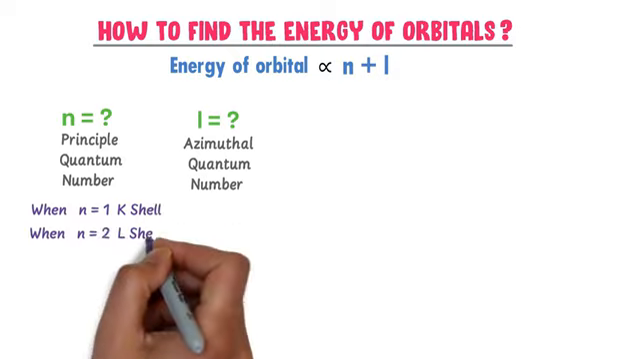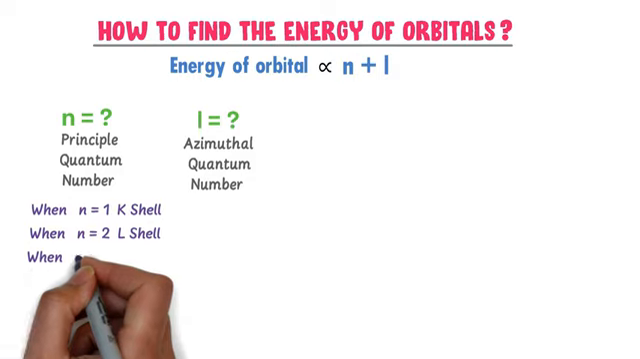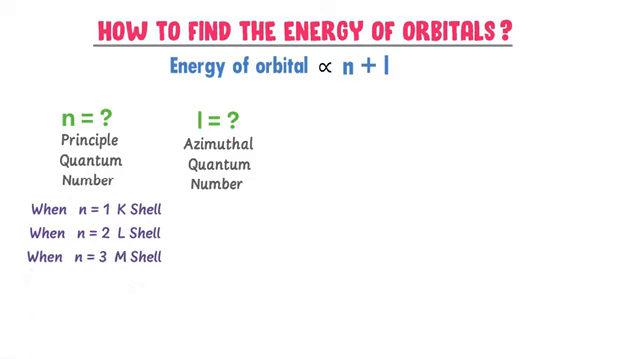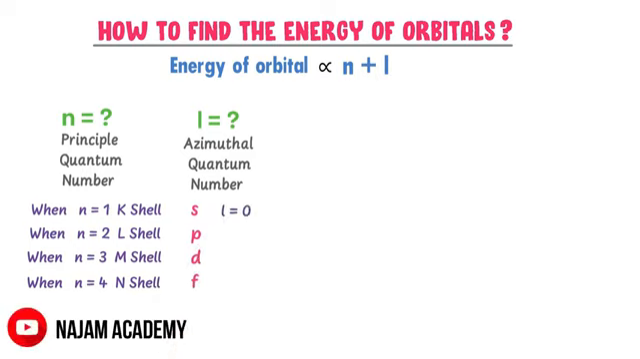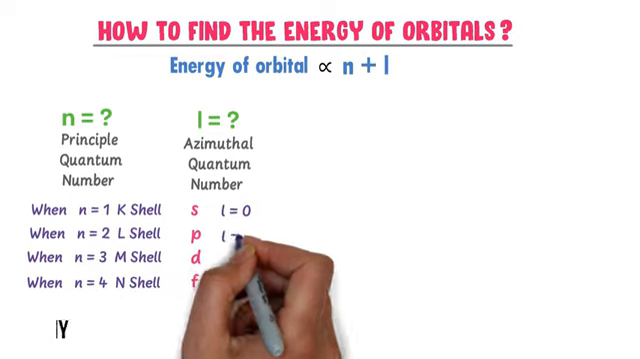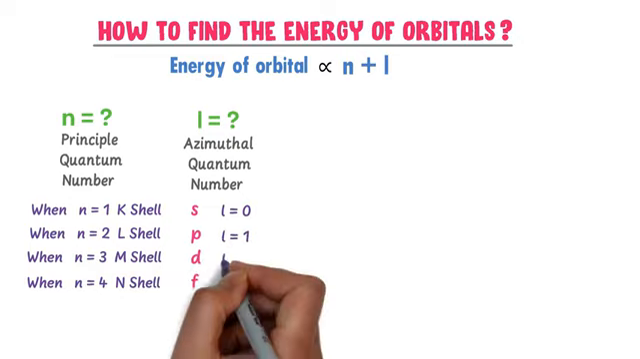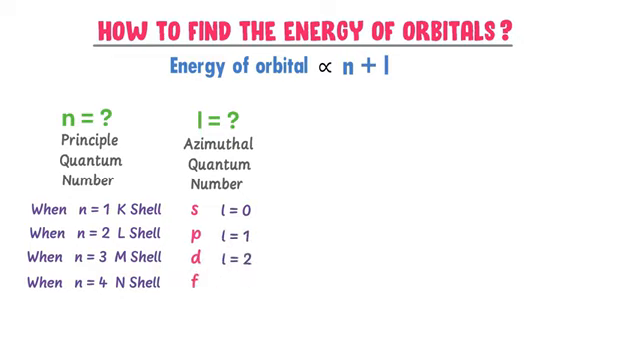When n is equal to 2, it is L shell. When n is equal to 3, it is M shell. And when n is equal to 4, it is N shell. Thus remember that n starts from 1 and goes up to 4. Similarly, we know that there are 4 suborbitals s, p, d, f. For s, l is equal to 0. For p, l is equal to 1. For d, l is equal to 2. And for f, l is equal to 3. Thus l starts from 0 and goes up to 3.